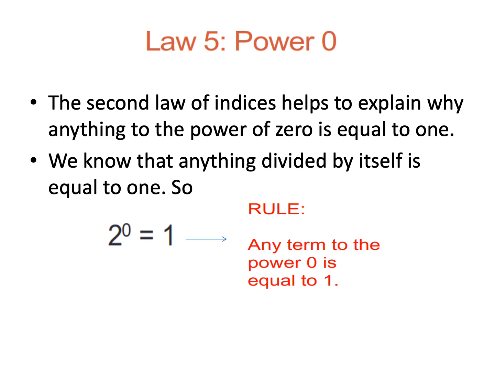Now I speak about the fifth law, or the power of 0. You should understand that any term to the power of 0 is equal to 1. You know that any number divided by itself is equal to 1. Likewise, for instance, 8 to the power of 0 is 1 or 2 to the power of 0 is 1. So any term to the power of 0 gives you 1. So if you get a term with a power 0, your answer will be equal to 1.